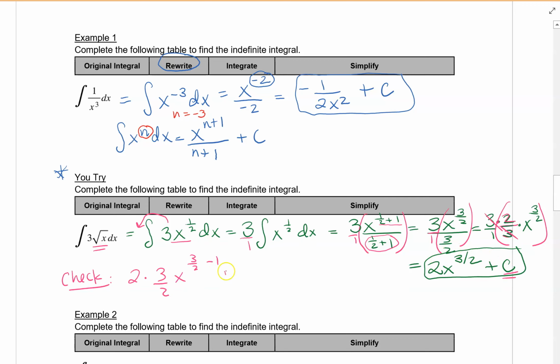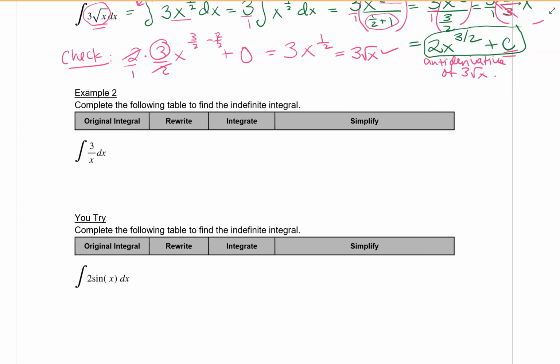And then, of course, the derivative of constant is 0. So then these 2's would cancel. And then 3/2 minus 1 is 1/2. So I would end up with 3 left over times x to the 1/2, which is equal to 3 times the square root of x. Check. This really is the antiderivative of 3 root x, because if I take the derivative of 2 times x to the 3/2 plus c, this is what I get. So then this is the antiderivative. The function who, if I take the derivative of it, equals 3 rad x.